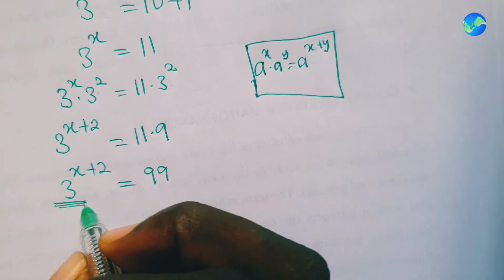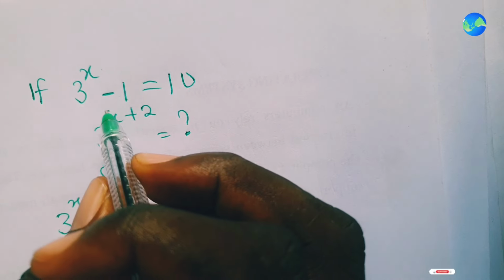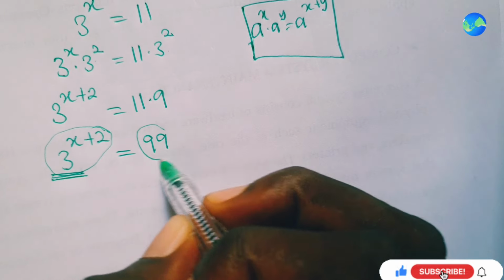And clearly the question did not say we should calculate for x. Instead, it said we should find 3^(x+2), which you see we've gotten here. 3^(x+2) is equal to 99.